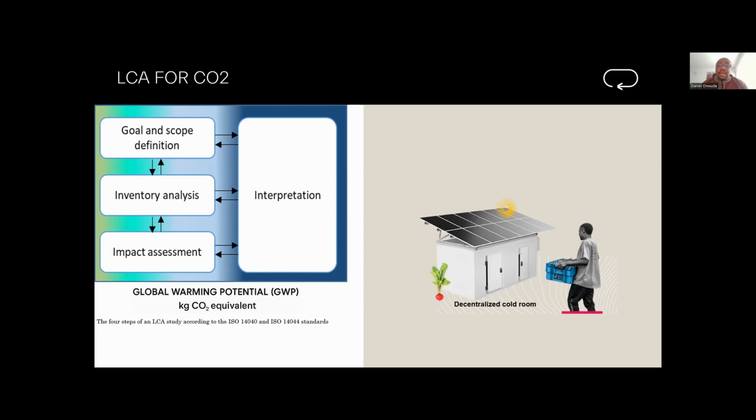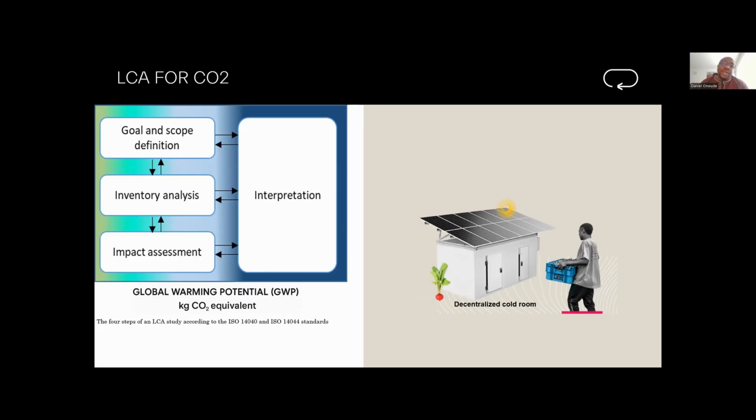The first step is to define the goal and scope of the system under study. So in our case, this is the decentralized cold room, right? And then the second step, we compile the life cycle inventory, or what we call the LCI. This means collecting data on all the inputs, such as energy and material, and also on outputs, such as the emissions to the atmosphere, water, soil, as the case may be.